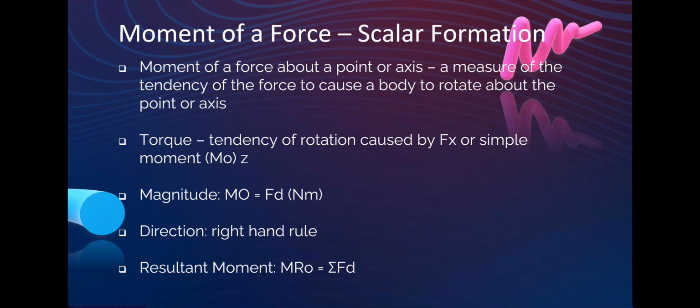First we have moment of a force. This one is scalar formulation. We need to know about the moment first. Moment is basically a force at a point or axis, a measure of the tendency of the force to cause a body to rotate about a point or axis. It's like on a wheel we have steering. Yes, that is one of the examples.